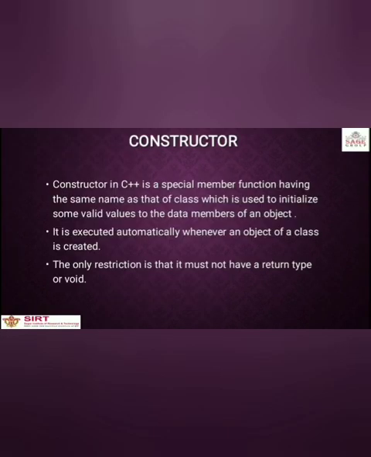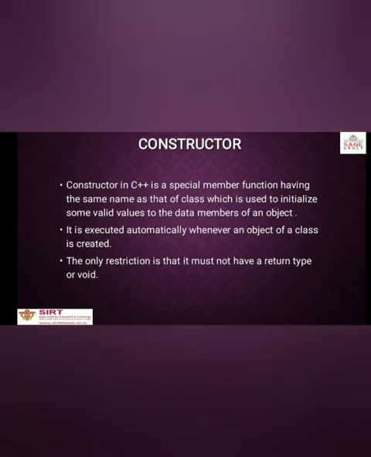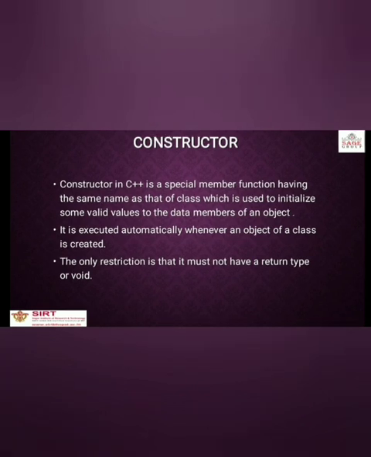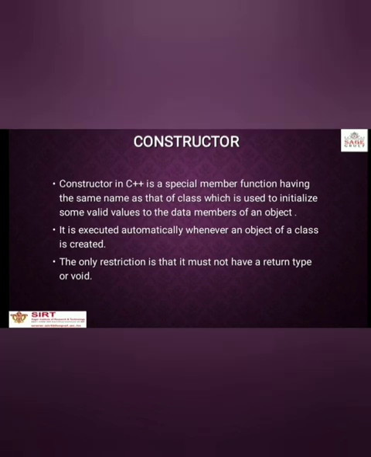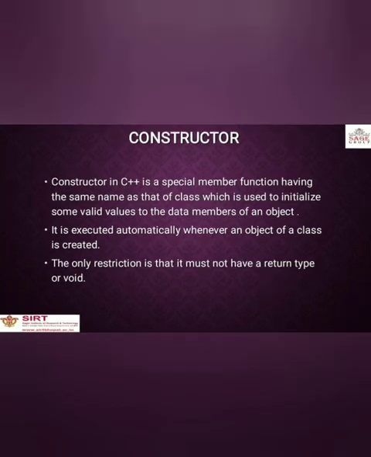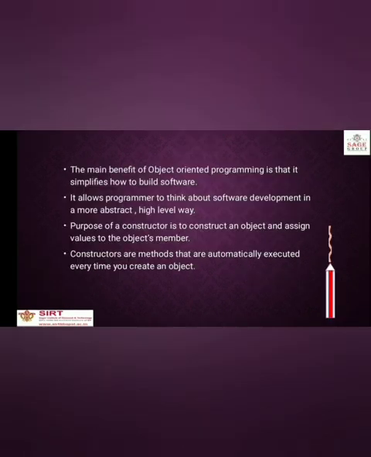A constructor in C++ is a special member function having the same name as that of the class, and it is used to initialize some valid values to the data members of an object. We can say that whenever an object of a class is created, the constructor is called automatically. The only restriction is that it doesn't have any return type.